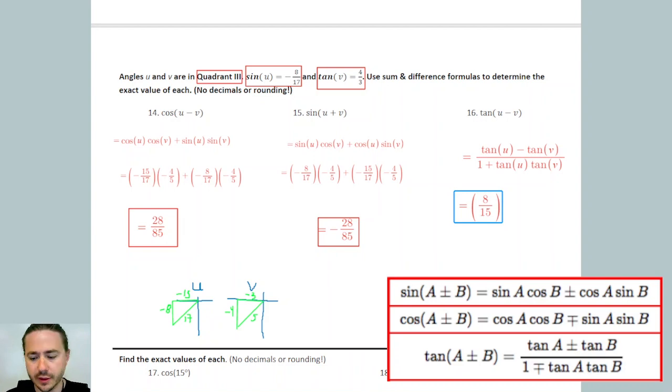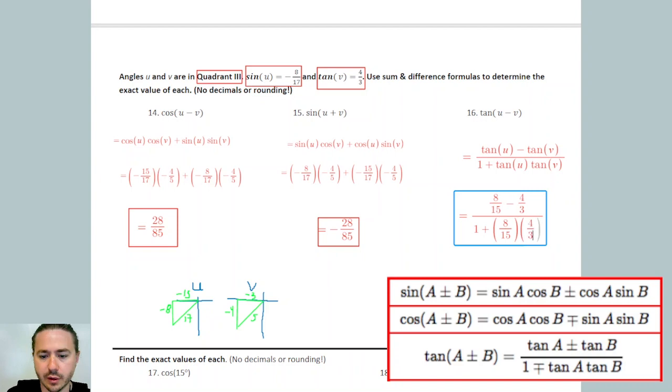And then my tangent of v is negative 4 over negative 3, opposite over adjacent. So it'd be 4/3 divided by 1 plus tangent of u, which we already found was 8/15, times tangent of v, which we already found was 4/3. Okay, and from here, I'm going to go straight to the calculator to simplify this, and I would advise you to do the same thing.